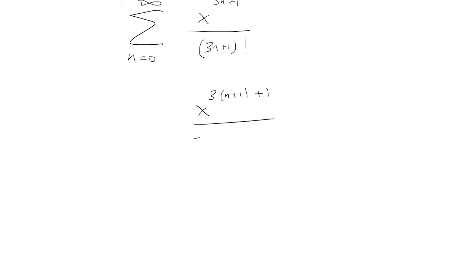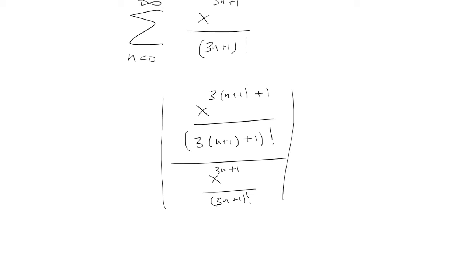Last one, we have the sum from n equals 0 to infinity, x to the 3n plus 1 over 3n plus 1 factorial. We're going to look at the n plus first term. So we're going to add 1 to n. So instead of 3n, we're going to have 3 times n plus 1, and then plus 1 over 3 times n plus 1, and then we're going to add 1 factorial. That's going to be over x to 3n plus 1 over 3n plus 1 factorial.